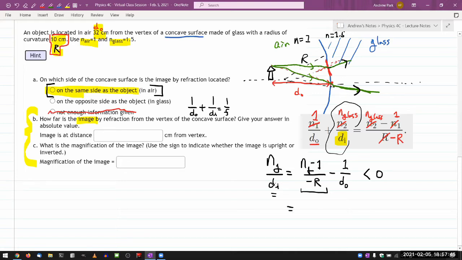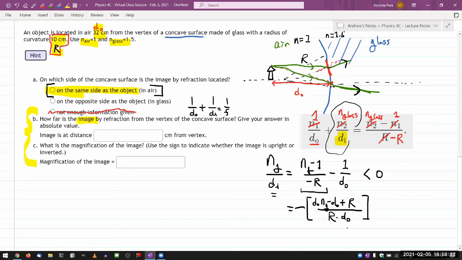Because I'm going to be taking the reciprocal, I'm going to combine the fractions. Let me pull out a minus sign and put them with the common denominator R times DO. The terms multiply with the DO, so DO times N glass minus DO. And the fraction on the right, I have to multiply top and bottom by R. So this minus becomes plus because I factored out a minus 1, plus R.